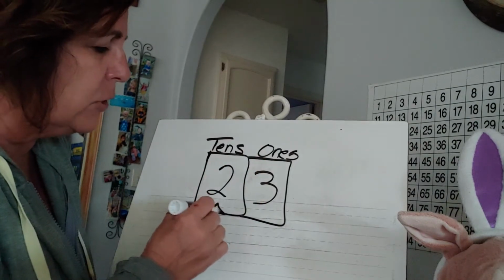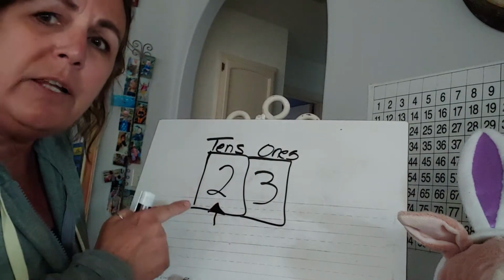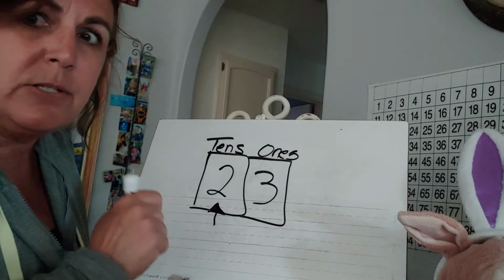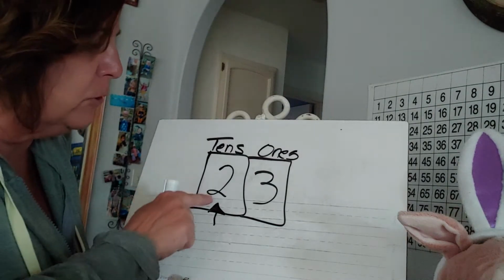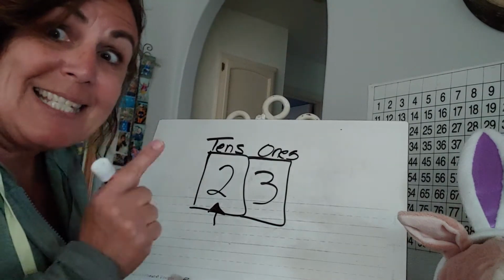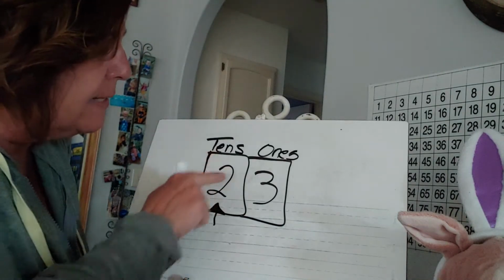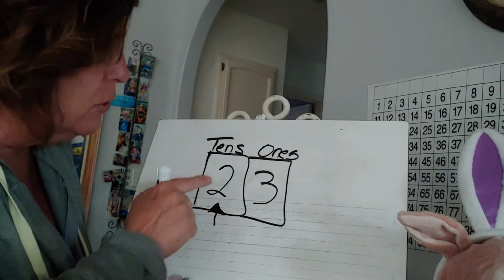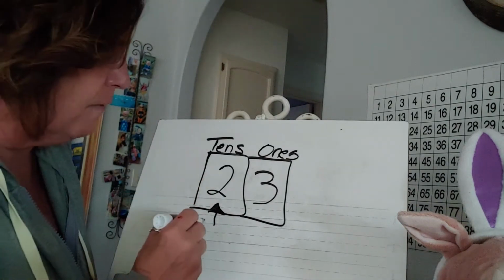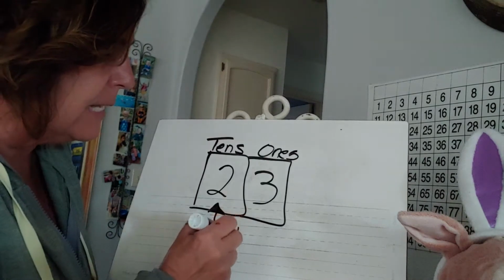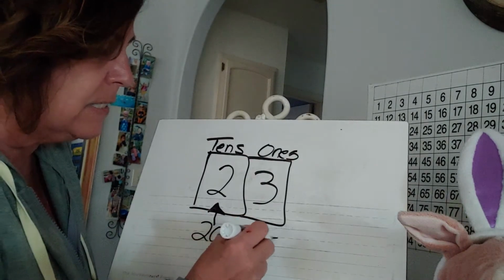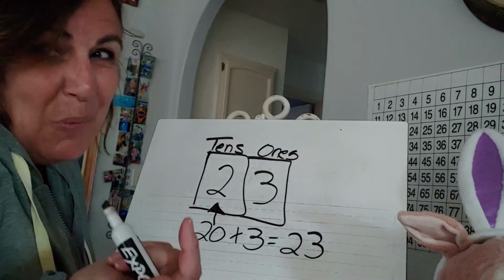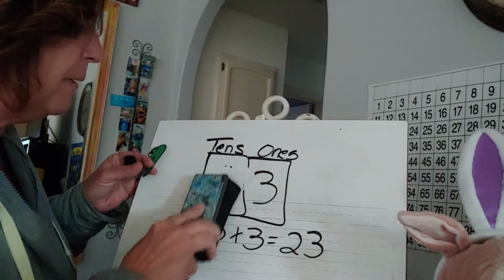So now we're going to look at this 2 and we're going to think about the value of that 2. Is that 2 saying there is 2? Or is that 2 in the tens saying 20? It's saying there's 20 because whatever number is in the tens place, you have to count by tens that many times. So it's 10, 20. So the value of that is 20 plus the value in the ones box is 3. So we get the number 23. It's so easy, right?